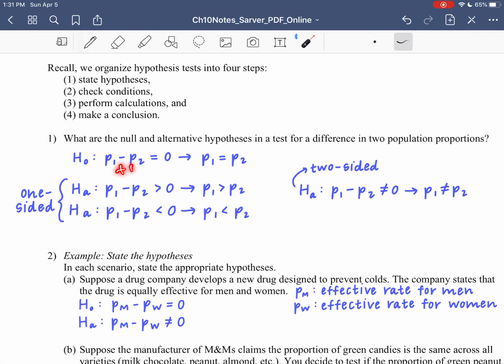Algebraically, if we were to add P2 to both sides, then we would get this equation here. So everything on the right side of these arrows here is just another way to write what's on the left side.